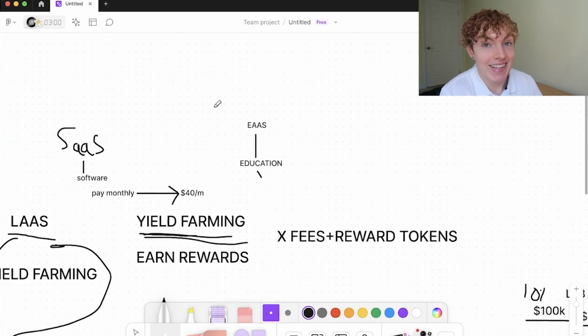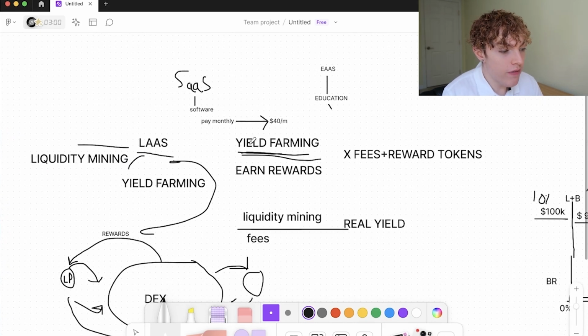I'm sure you guys kind of get the concept of what I'm trying to go about here. You have all these different service-based models such as software as a service, education as a service. Well, there's also liquidity as a service, and it's strictly just providing liquidity as your service and getting paid out for doing that service. So it goes far beyond yield farming, and it goes far beyond liquidity mining, as well as all these other concepts that I spoke about.